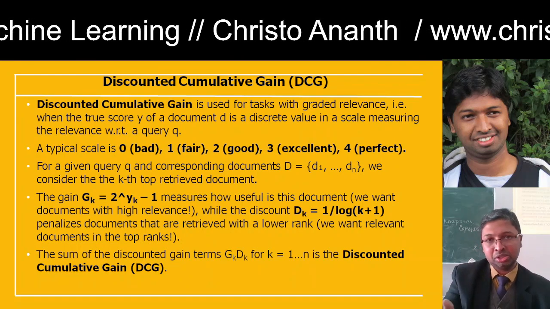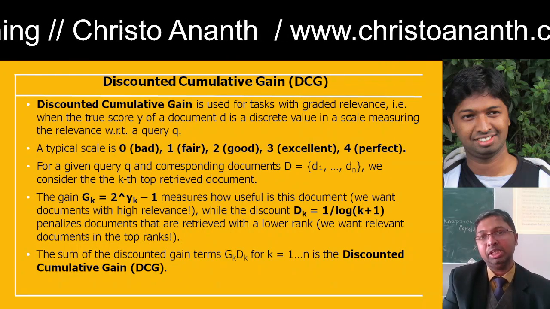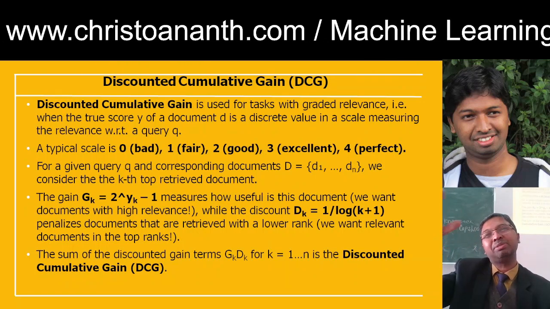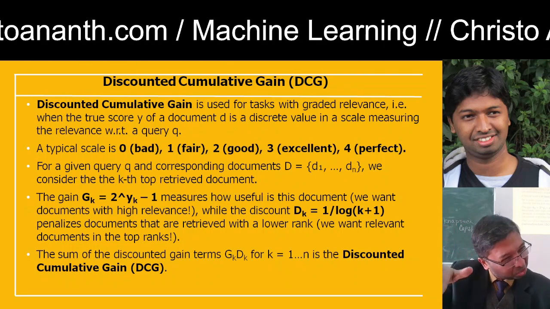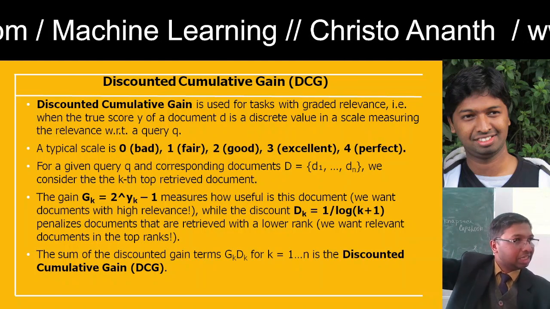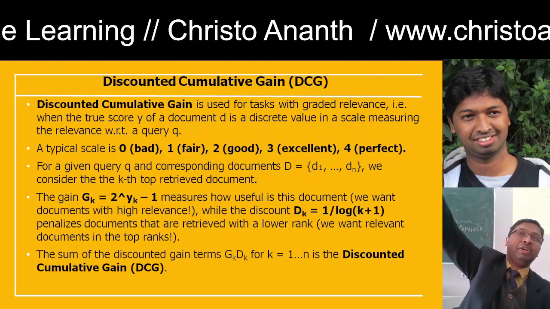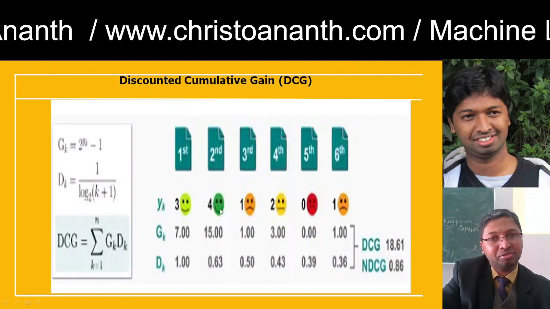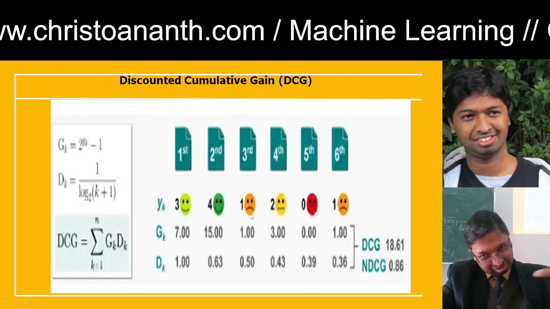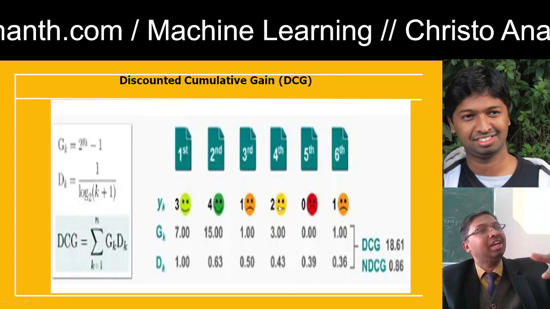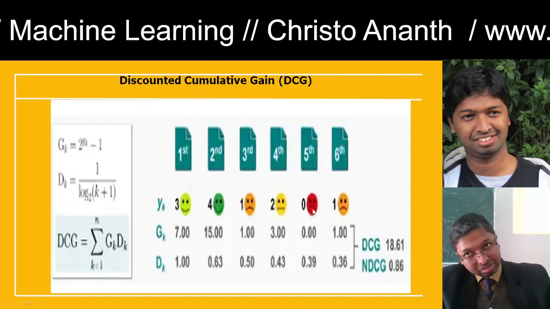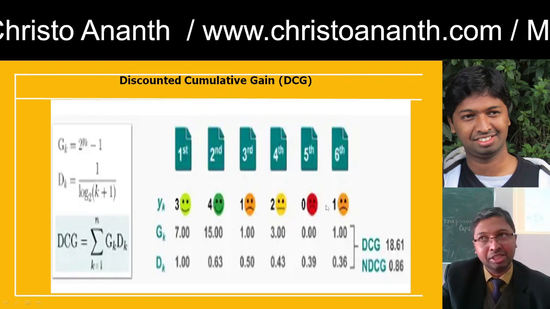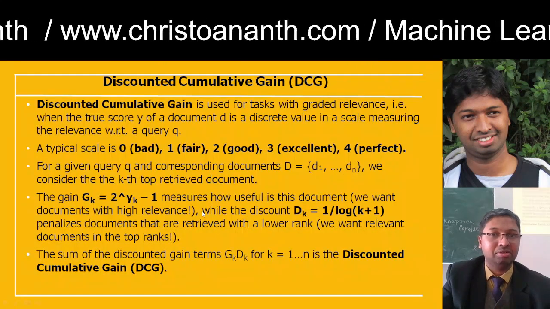When the true score y of the document d is a discrete value, maybe you can have a scale. Maybe 0 means bad, 1 means okay, 2 means good, 3 means excellent, 4 means perfect. You can have just as you see here, so that you will have the values. So that's a grade.